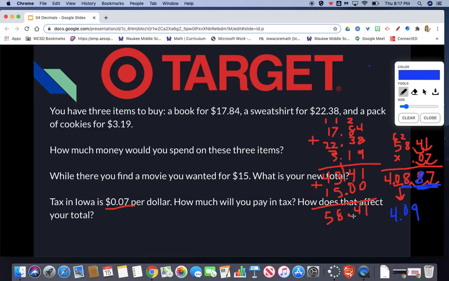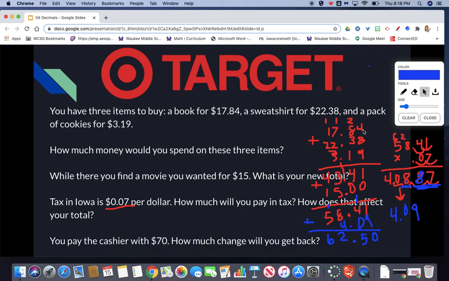Our $58.41? Well, we need to add our tax onto it. $4.09 gets added onto our tax. We get 10, carry the 1, 5, drop the decimal. 8 plus 4 is 12, carry the 1. $62.50 is our new total with tax. If you gave the cashier $70, how much change will you get back? Oh, $70. And our total was $62.50. What are you thinking?